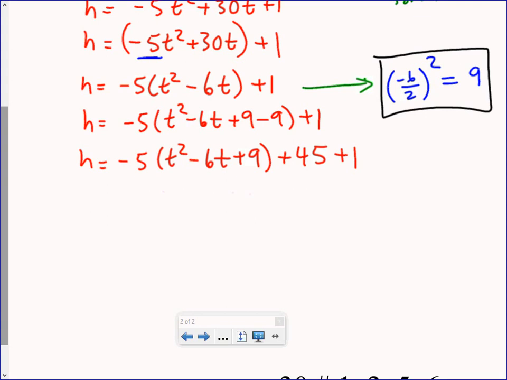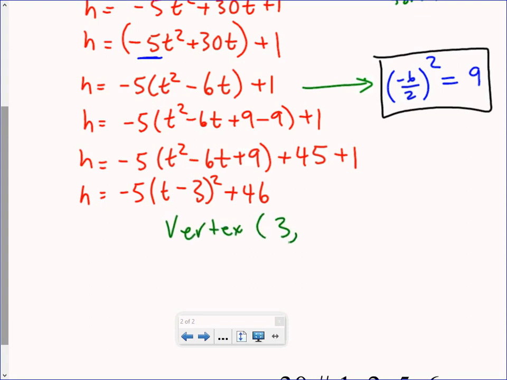Now, we get to our second last line. So now we have found that our equation is h equals negative 5 times t minus 3 squared plus 46. So that means that our vertex for this calculation is 3, 46. Now remember, the x values or the t values in this thing refer to time, and this portion represents the height, h.